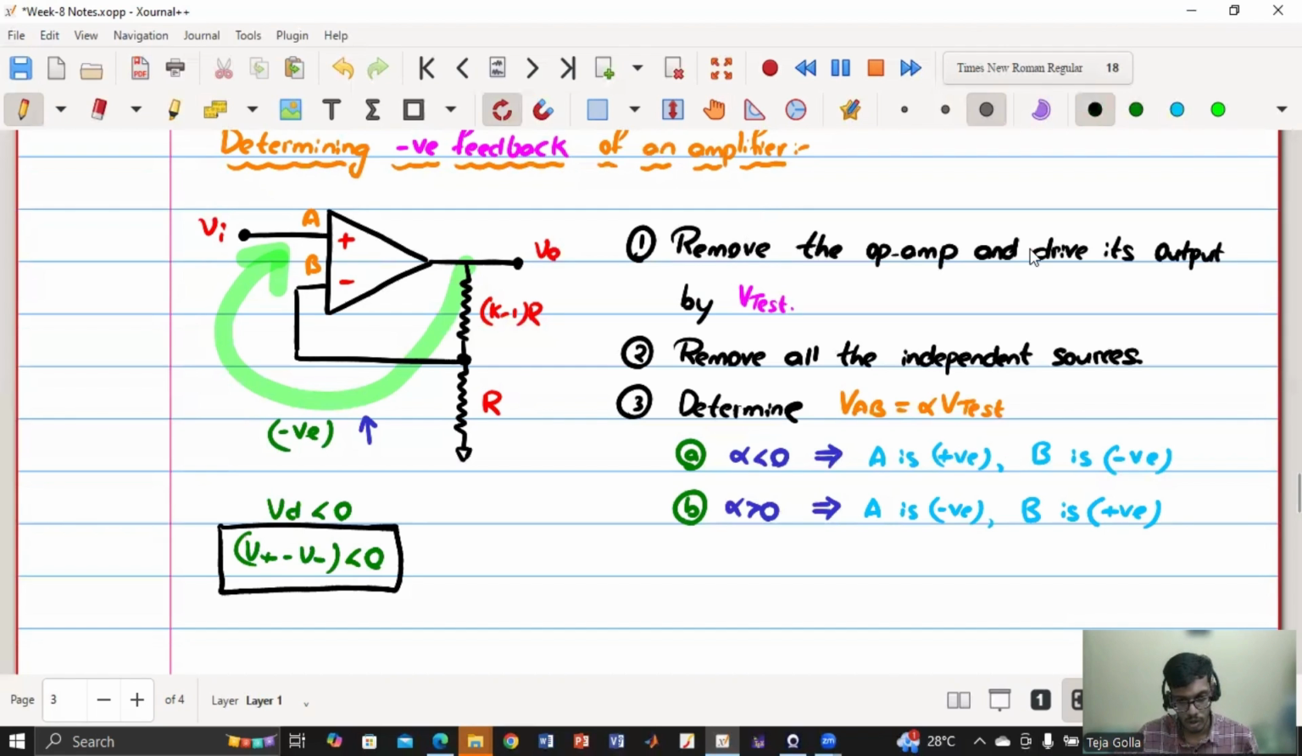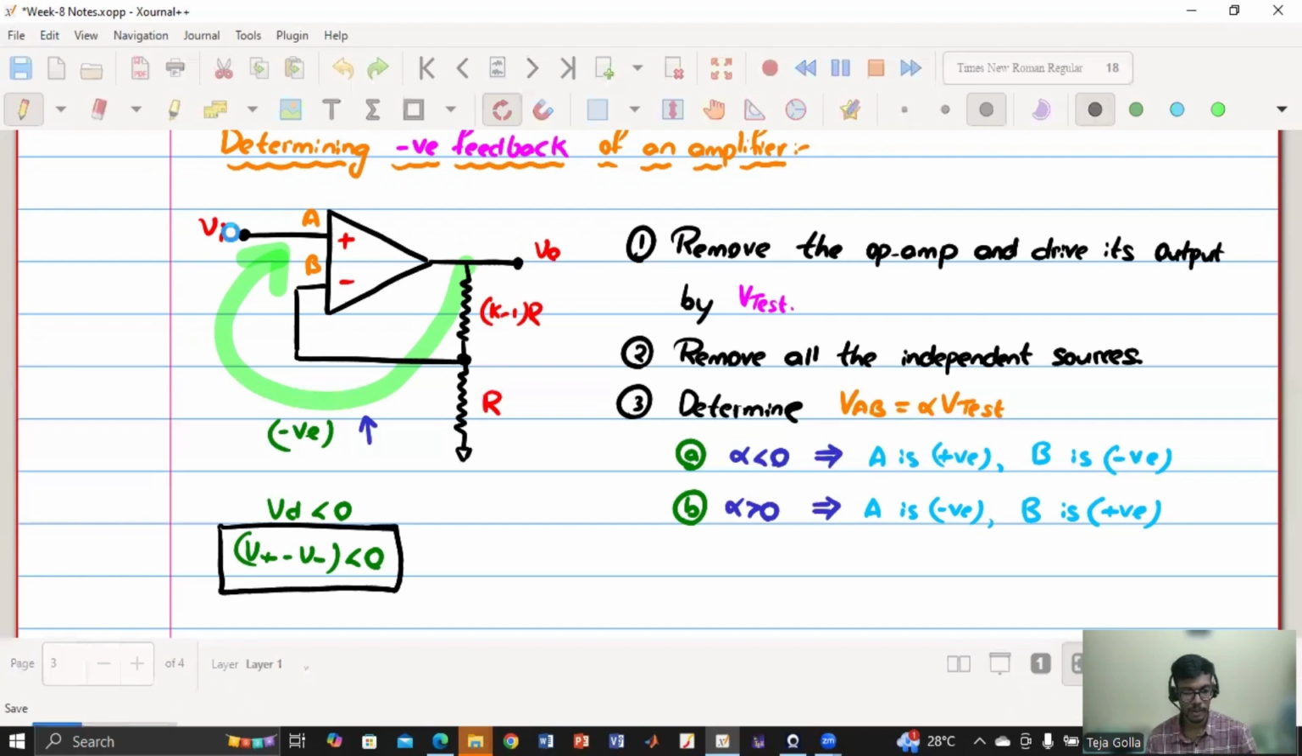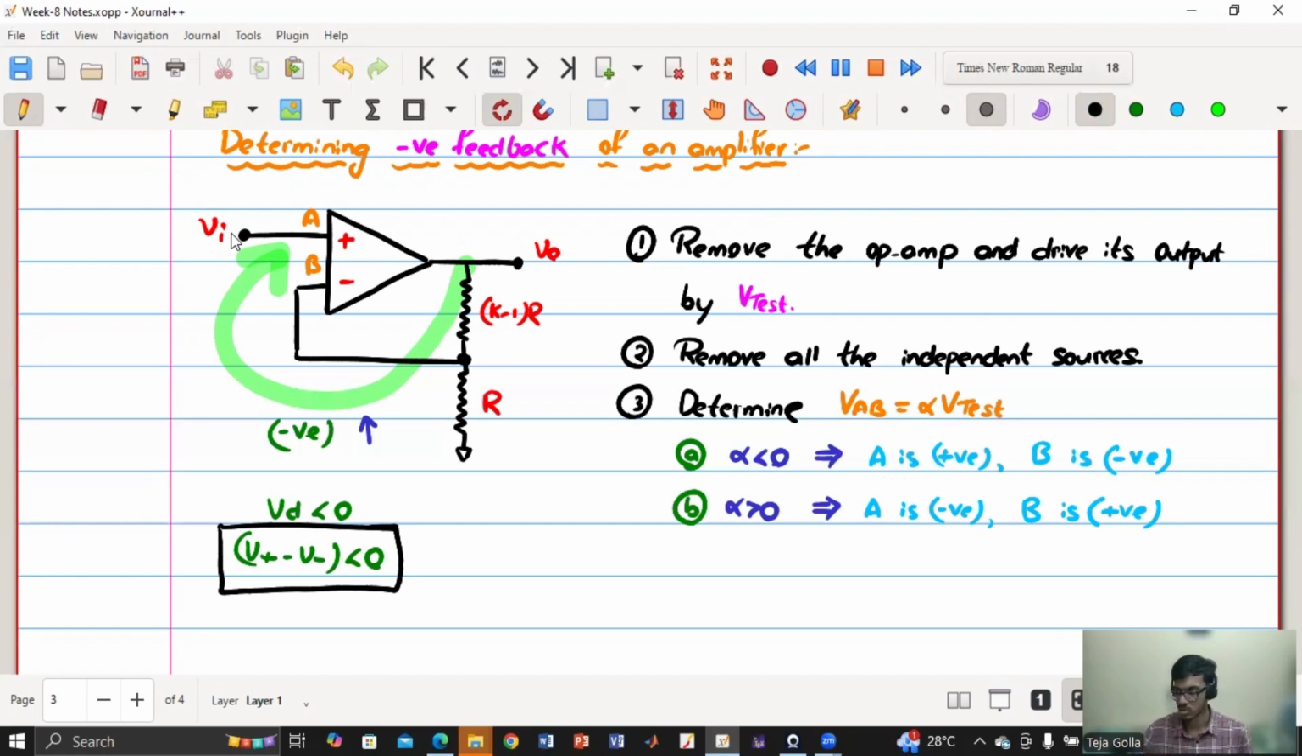So first we remove the op amp and drive its output by V test, and then we remove all the independent sources, which here means VI. Removing means it will be shorted. Then we check whether VAB comes as alpha V test, and depending upon alpha, we decide which terminals are positive and negative. So is that part clear, everyone?